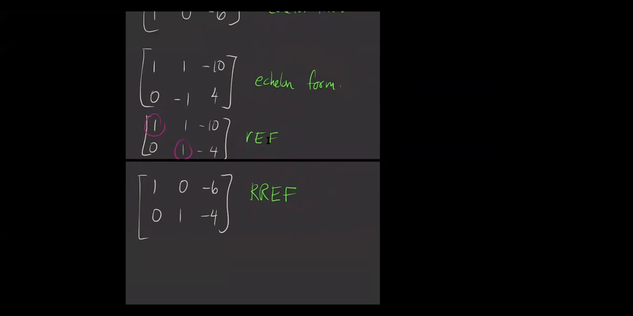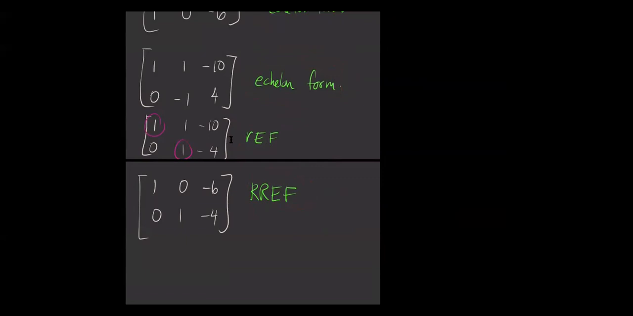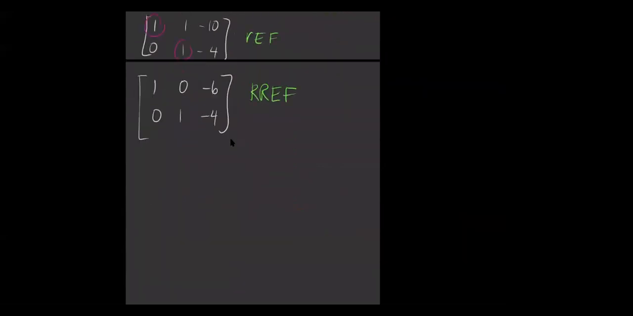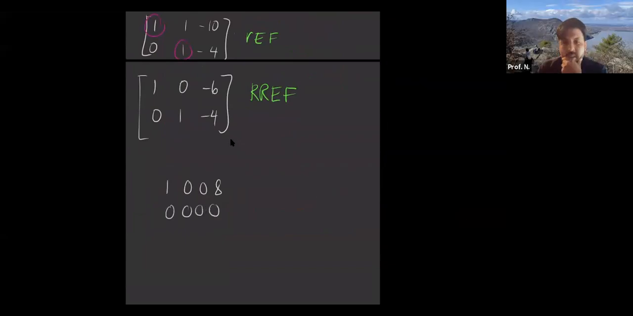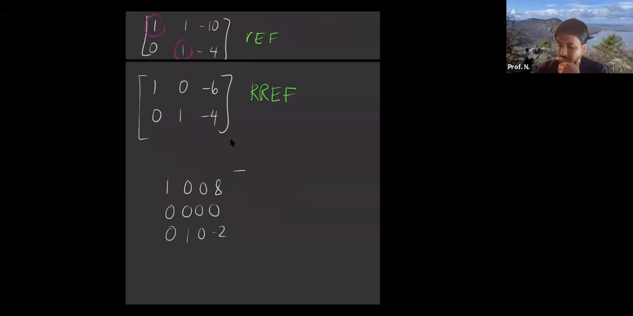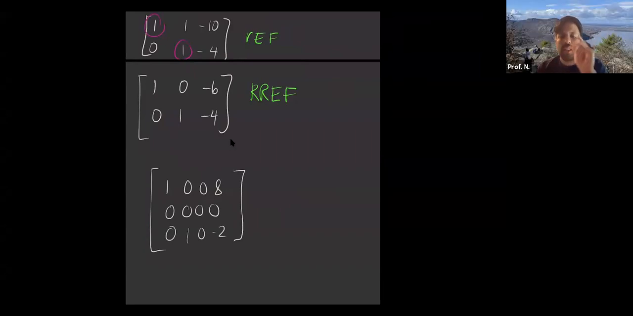Does that make sense? Can I mention another matrix just to make sure? Yeah. So 1 0 0 8, 0 0 0 0, and then 0 1 0 -2. What do you think? So that would be reduced row echelon form, right? That's not echelon form anymore, is it? Because there's a row of zeros. Yeah, so that's one extra little thing.